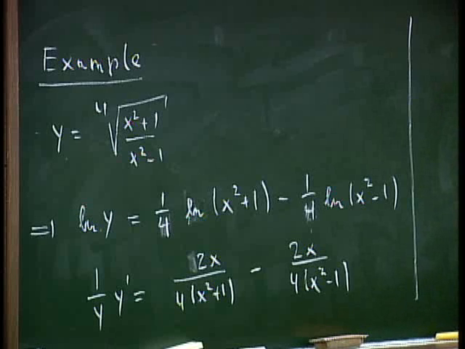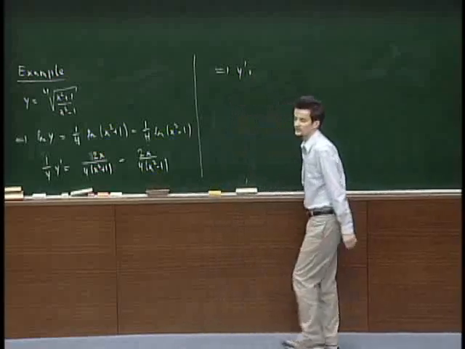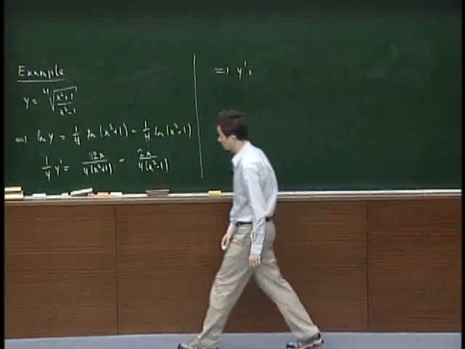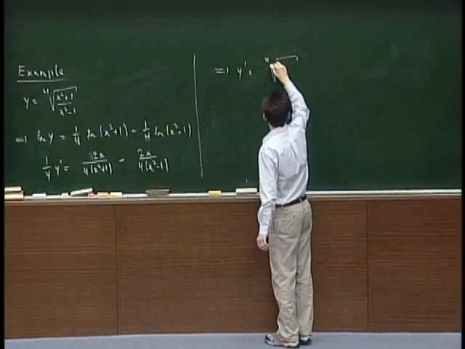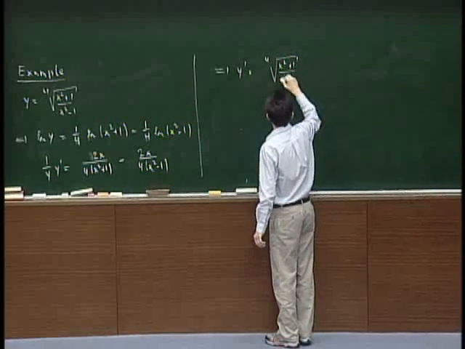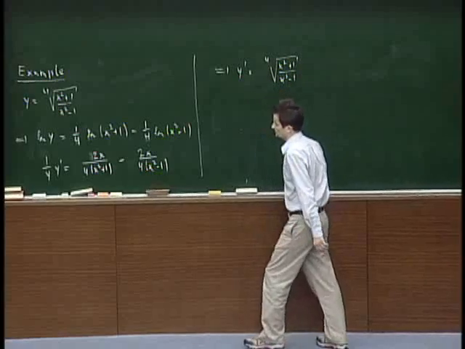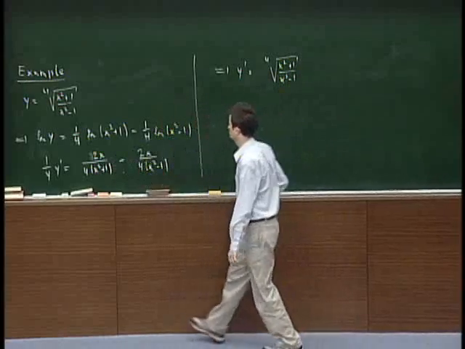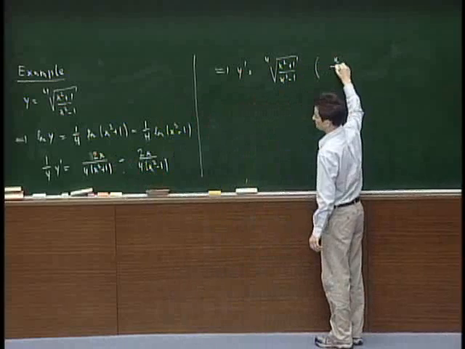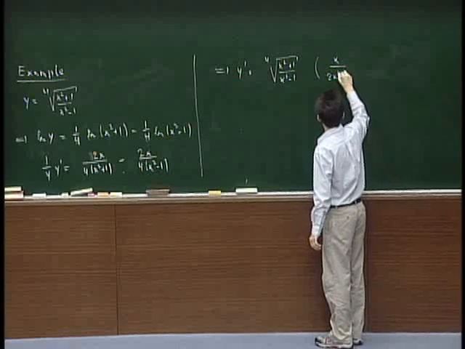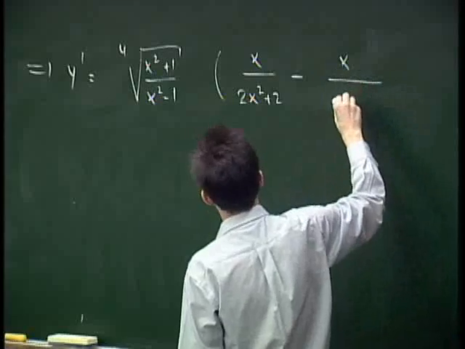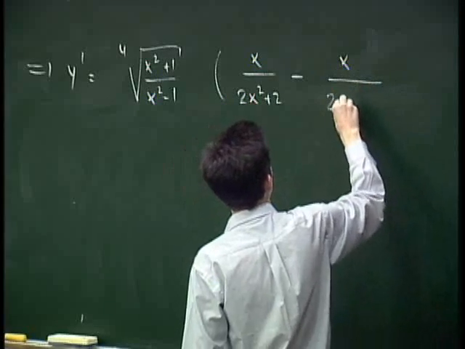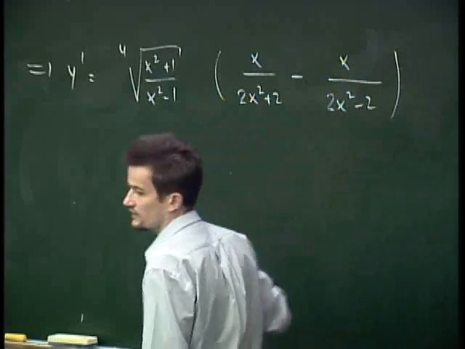Okay, so you see that what we want to have is the derivative. The derivative is equal to the original function y. You just plug in this expression here, times this guy here. So times x over 2x squared plus 2 minus x over 2x squared minus 2. Okay, this is already the answer.